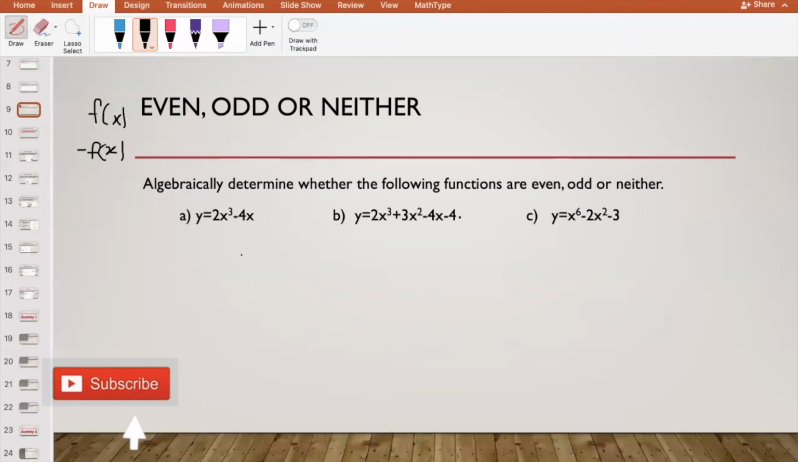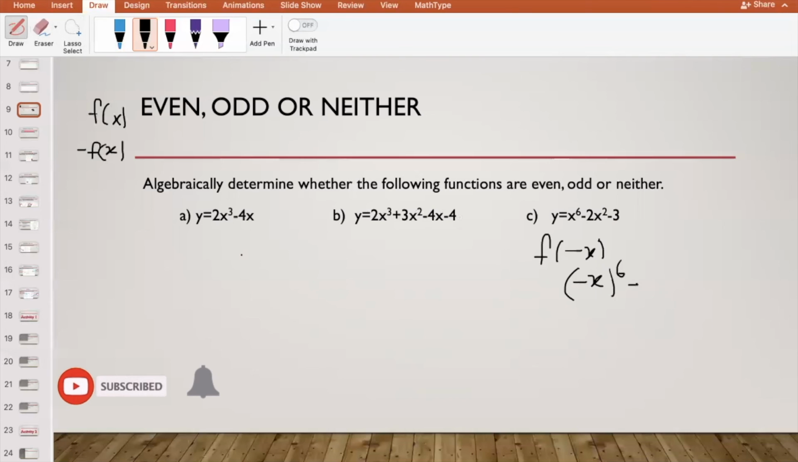The next question that we have here, which is the final one, we are going to do the same procedure where I substitute for x to be minus x. So substituting it, I will have minus x raised to the 6, minus 2, open bracket, minus x raised to the 2, minus 3.